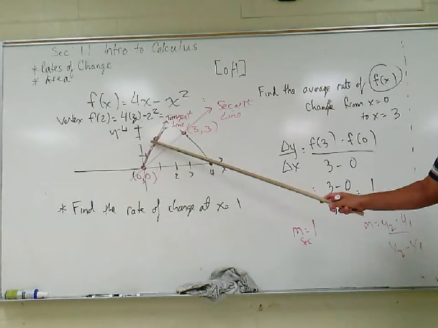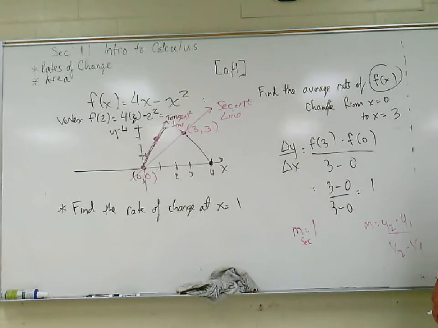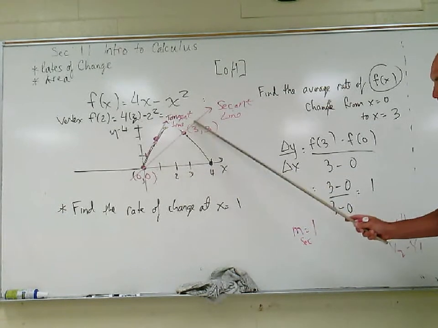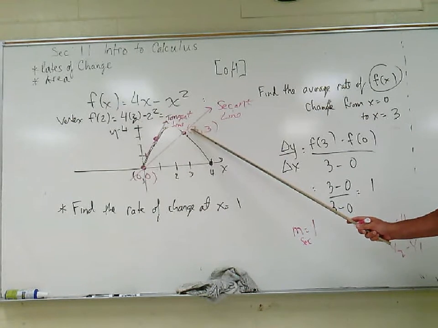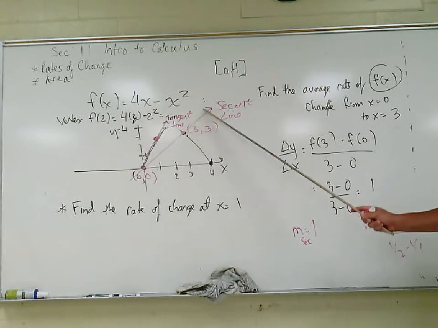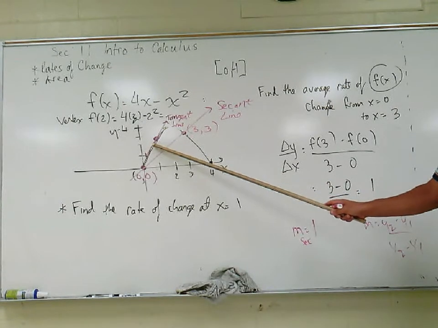But look at the line. Does that line have a slope? Yeah. If you were going to guess, what would you guess the slope is? Well, here's this line. Do you know the slope of the secant line? Ivan, what was the slope of the secant line that we found earlier? 1.